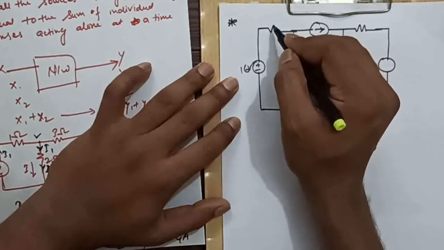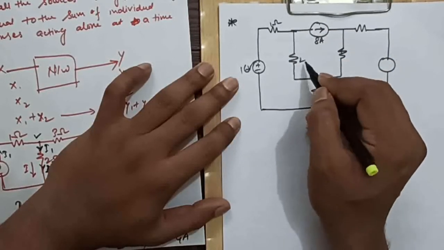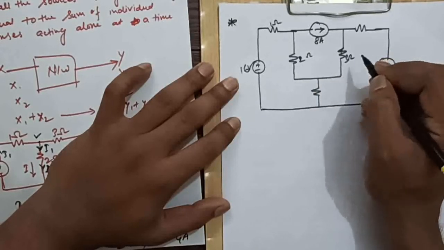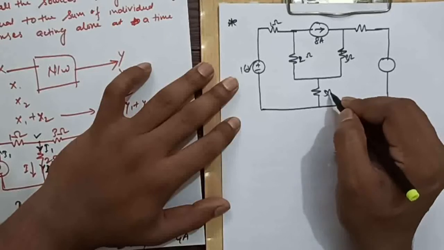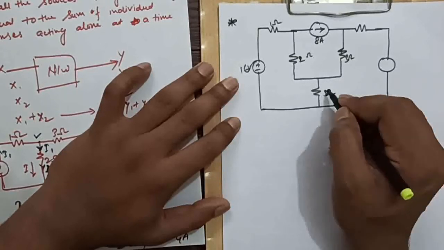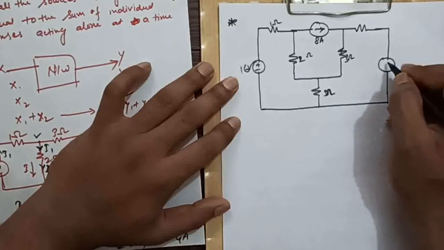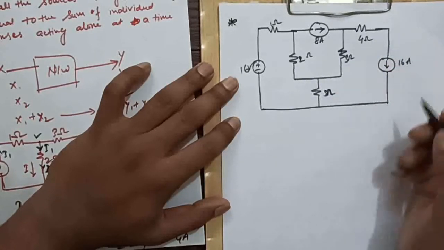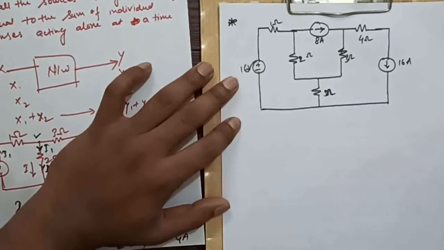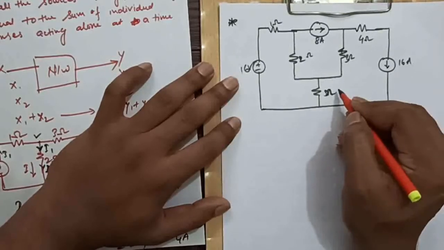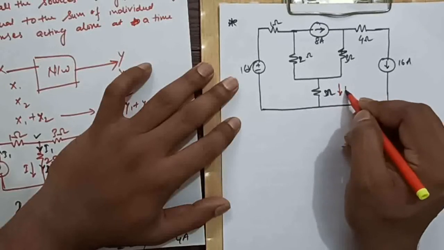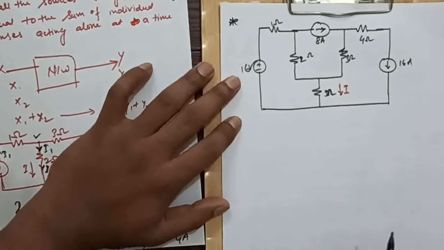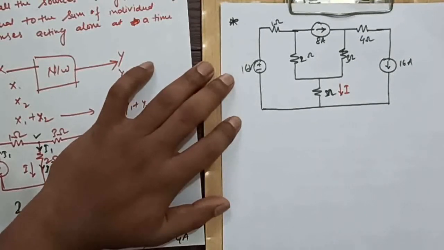16 volts. This is 1 ohm, this is 2 ohm, this is 3 ohm, and this is 5 ohm, 16 amps, this is 4 ohm, right? In the question, what we have to find? I, right? Now to solve this, let's use superposition theorem.